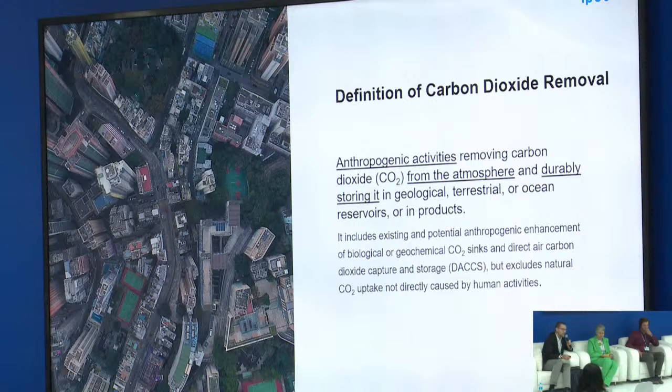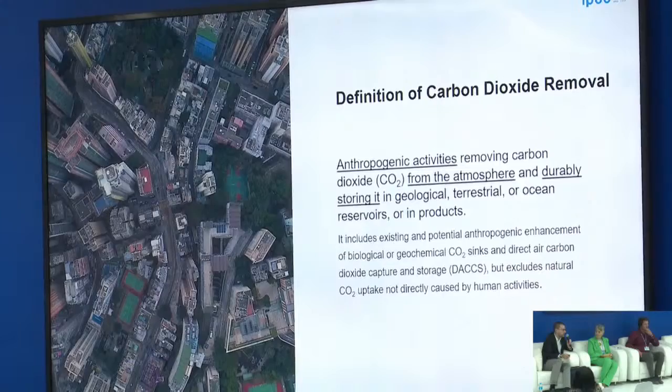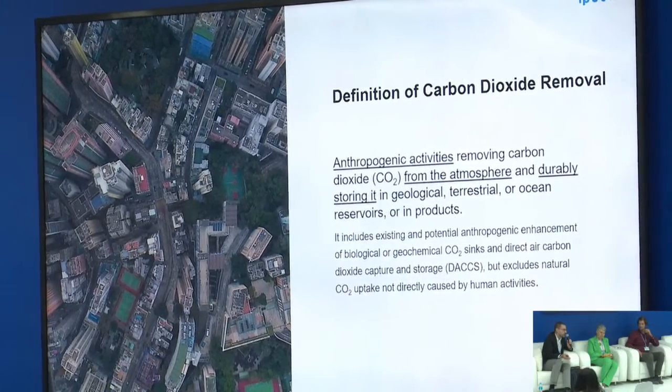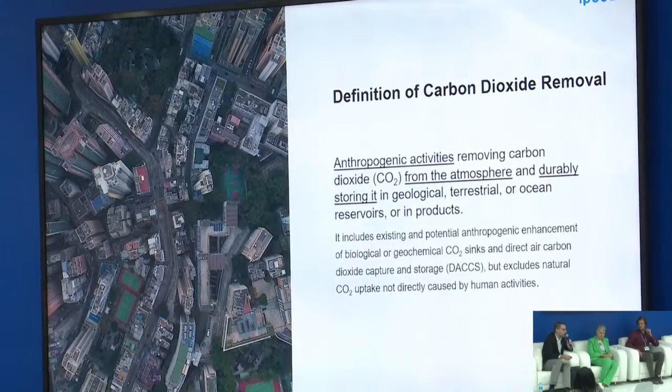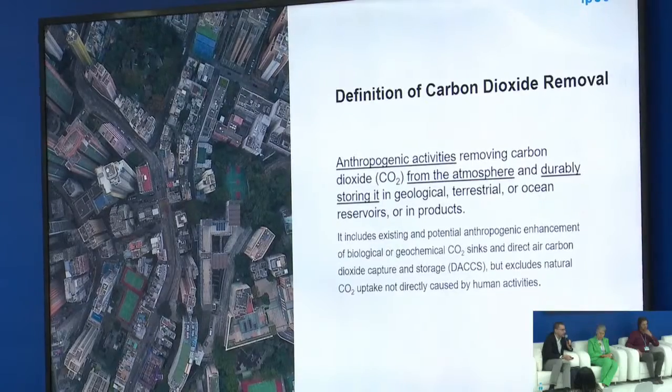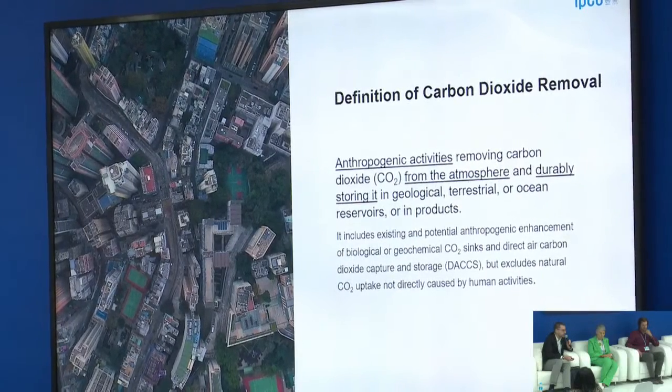Durably, I think, was introduced with the special report on 1.5 degrees. Still, it's a little bit ambiguous. What exactly does it mean? It does not present a clear threshold. I think that is something that needs to be sorted out in the future.